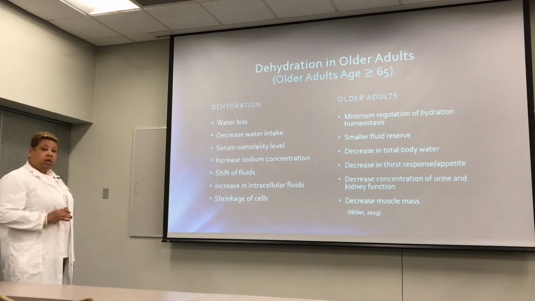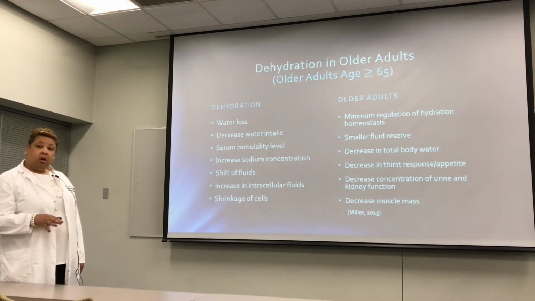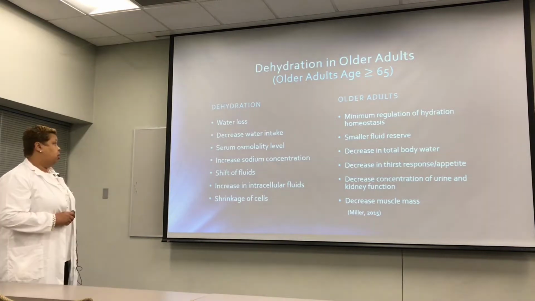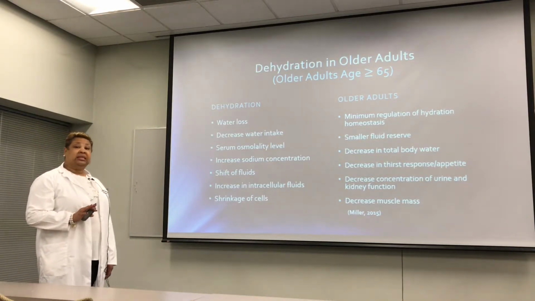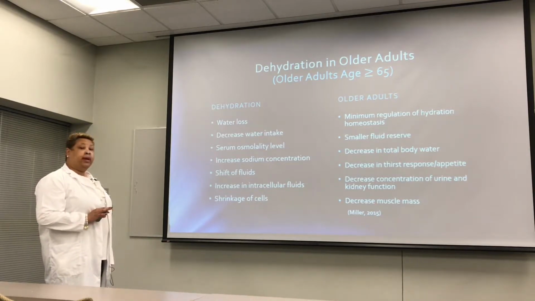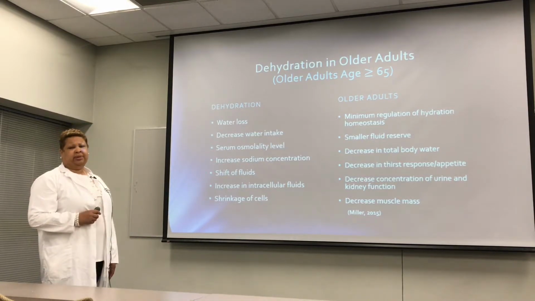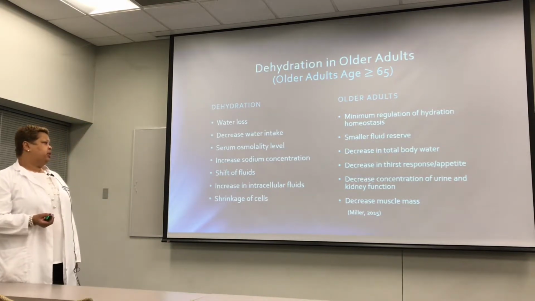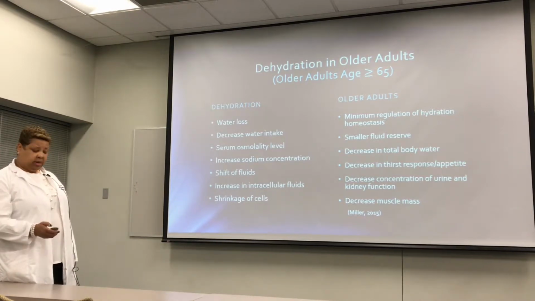Shift of fluids. Fluid leaves the intravascular space and goes intracellular, therefore causing a shrinkage in the cells. Also in the older adult, there is a diminished regulation of hydration, homeostasis. You see smaller fluid reserve, decrease in total body water, decrease in the thirst response or a decrease in appetite, decreased concentration of urine and poor kidney function. Also, you see a decrease in the muscle mass.